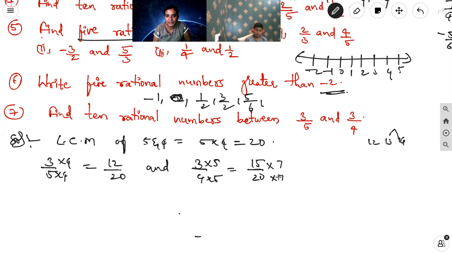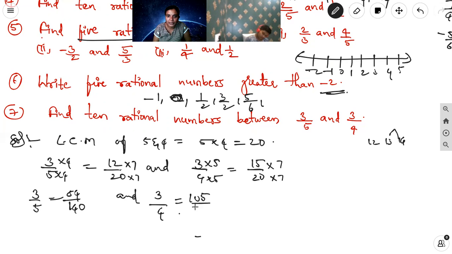So we should multiply with 7, since 8 more we want, 1 is less. Okay, just you check out. Multiply with 7. 12 sevens are 84. 3 by 5 is equal to 84 by 140. And 3 by 4 is equivalent to 7 5s are 35, 105 by 140.